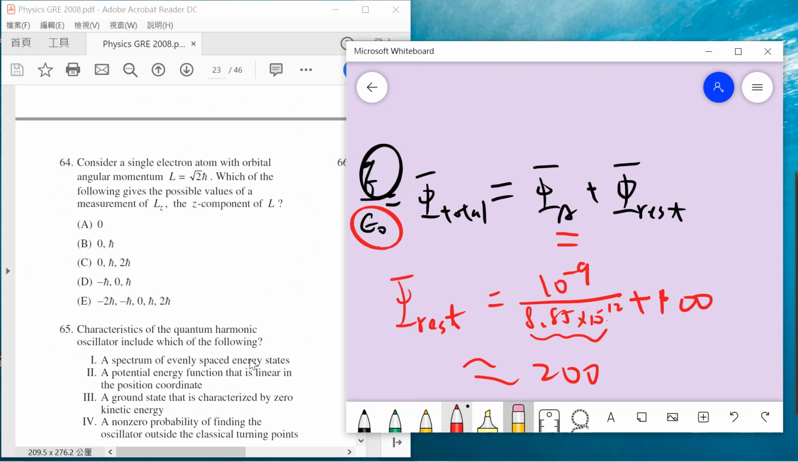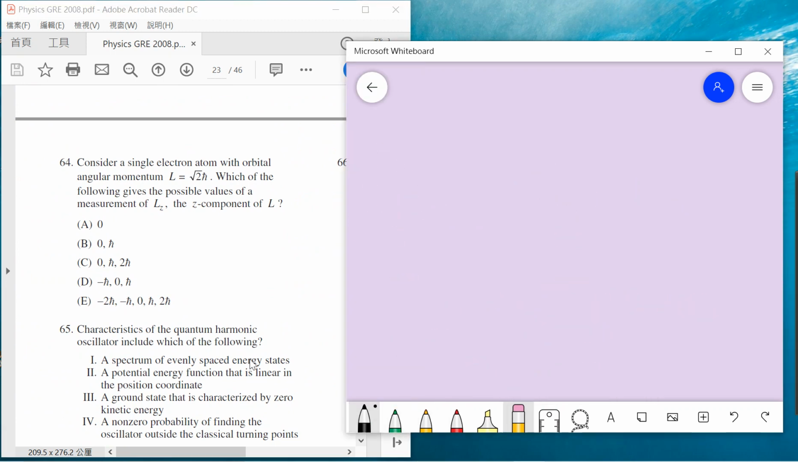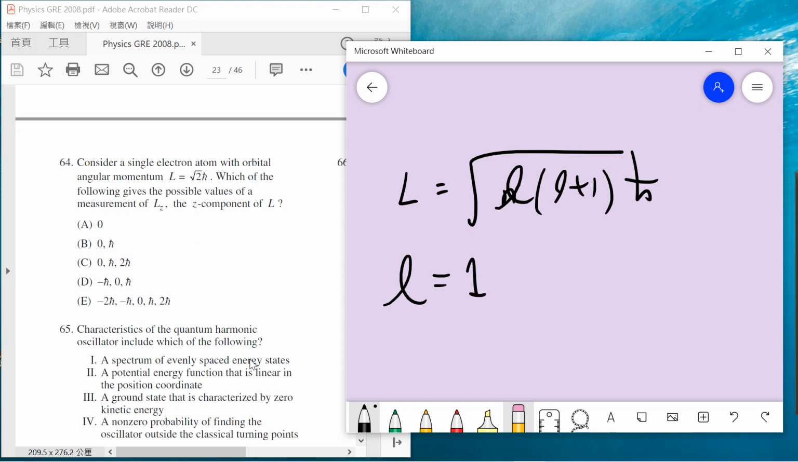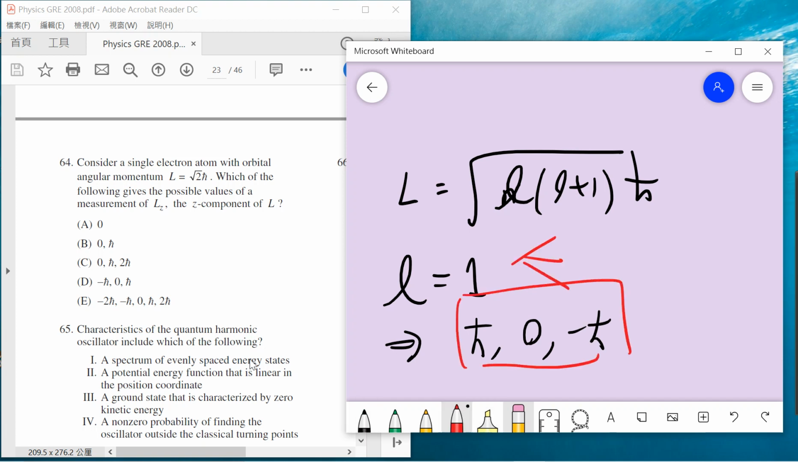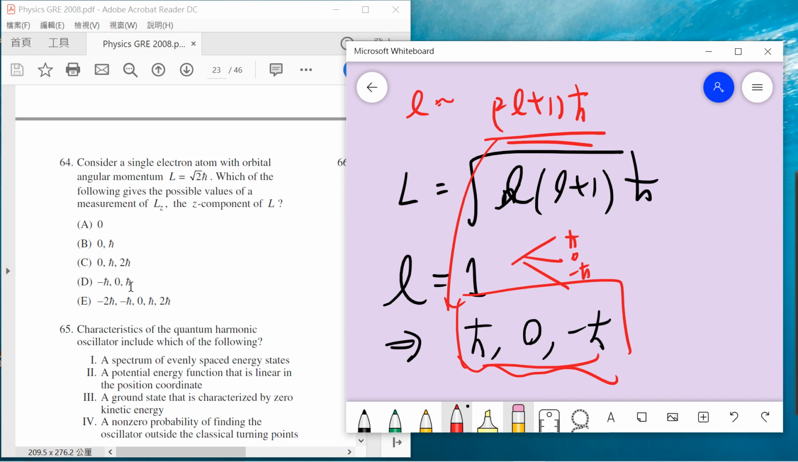Okay, 64 gives you the total angular momentum. Everyone knows the total angular momentum is L plus 1 in units of h bar. So this tells you that L is 1. So how many z components? Basically h bar, 0, or minus h bar. Basically you have 3 kinds of m. For general L, you have 2L plus 1 to choose from. So in this case we have only 3. So the answer is D. This is common quantum mechanics.